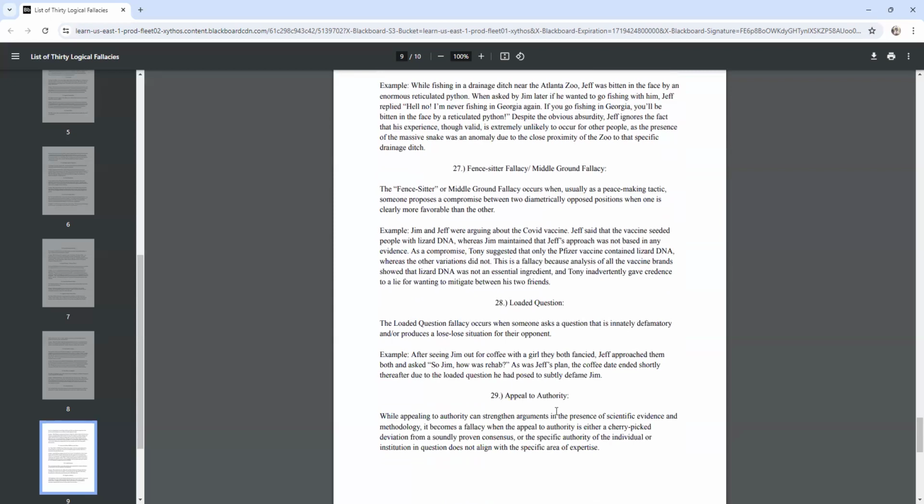Number 27, the fence sitter or middle ground fallacy. The fence sitter or middle ground fallacy occurs when, usually as a peacemaking tactic, someone proposes a compromise between two diametrically opposed positions when one is clearly more favorable than the other.